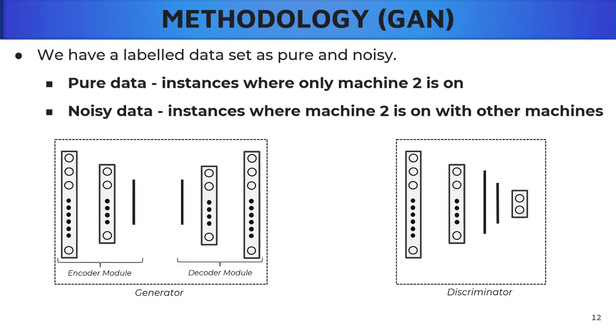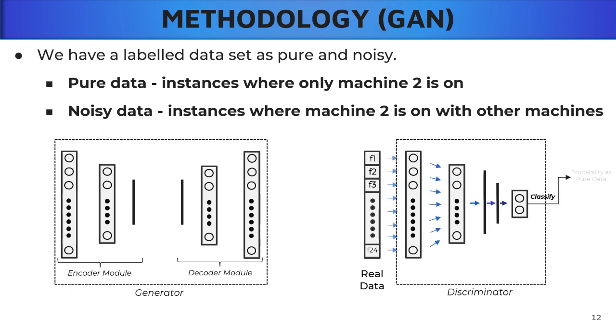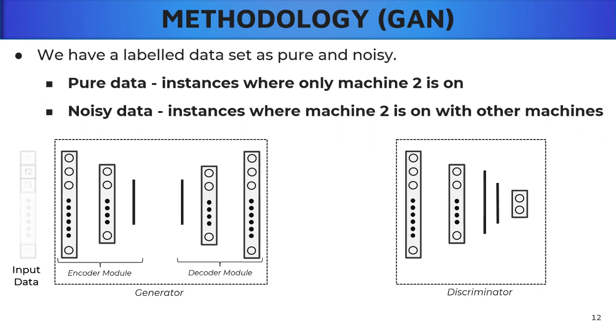To train the GAN model, we labeled our dataset as pure and noisy data. Initially, we trained the discriminator using real data. There, the discriminator acts as a classifier, and with training, it will be able to classify the input data as pure or noisy data. Then we hold the training of the discriminator and start training the generator model.